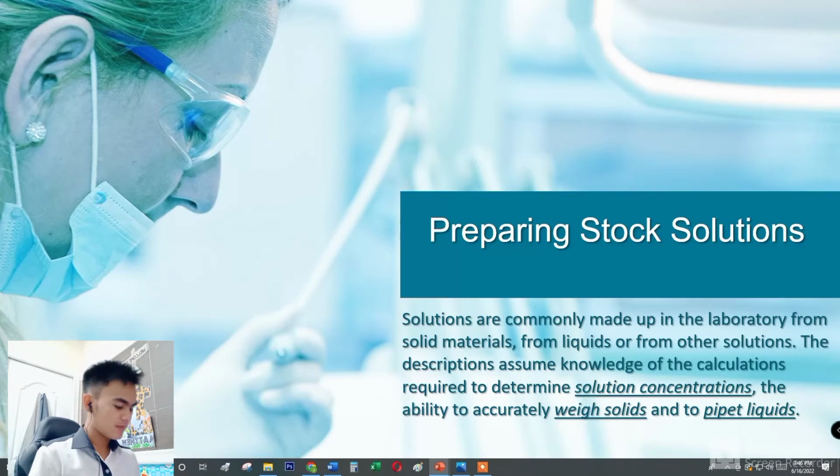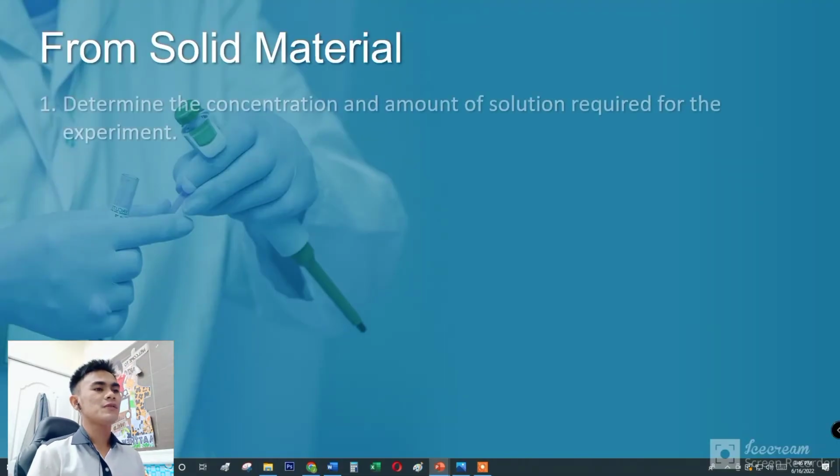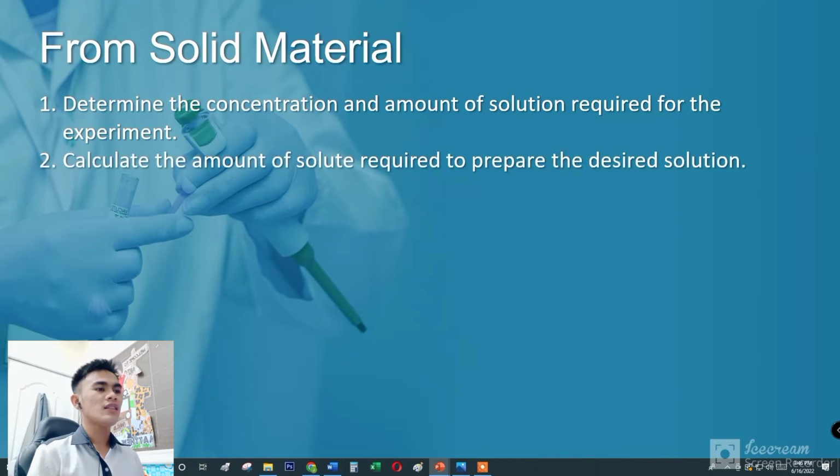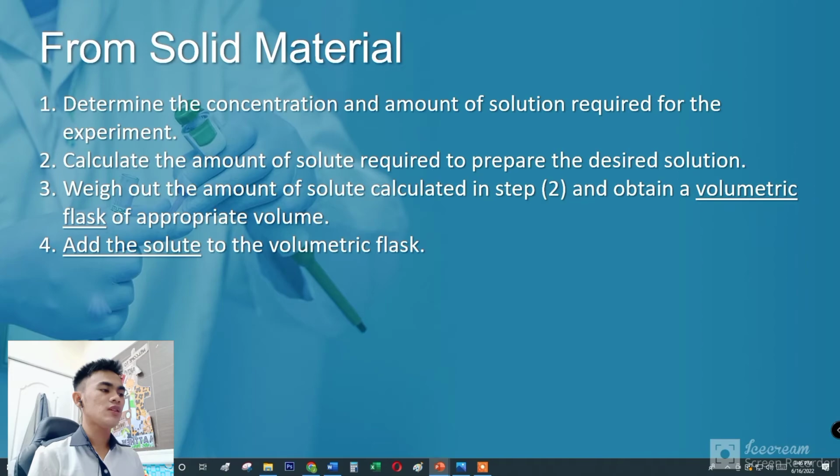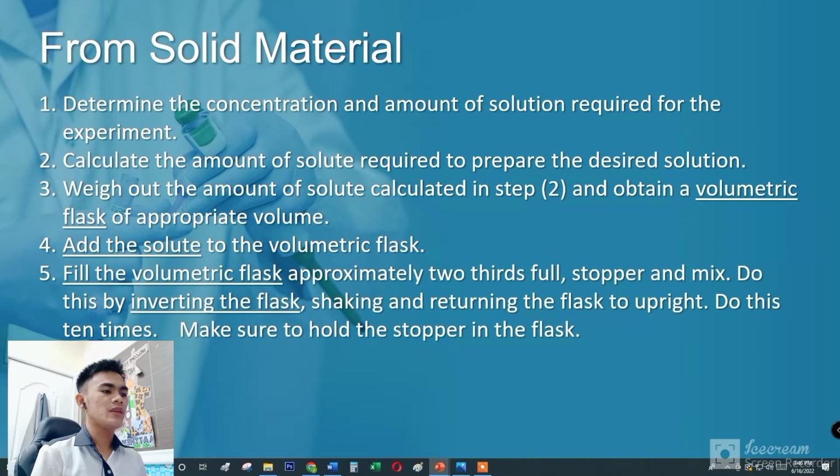From solid materials, first, you are going to determine the concentration and the amount of solution required for the experiment. Second, calculate the amount of solute required to prepare the desired solution. Third, weigh out the amount of solute calculated in step 2 and obtain a volumetric flask of appropriate volume. Next, add the solute to the volumetric flask. Fill the volumetric flask approximately 2/3 full, stopper, and mix.